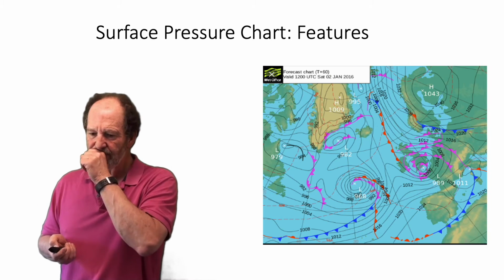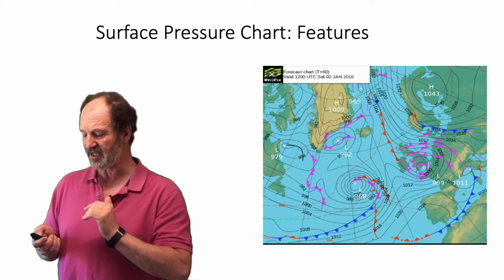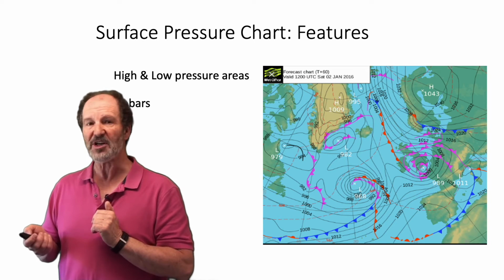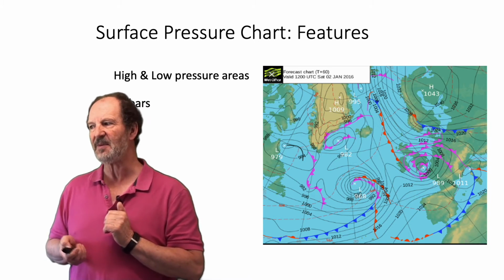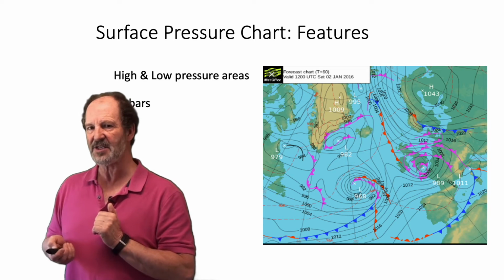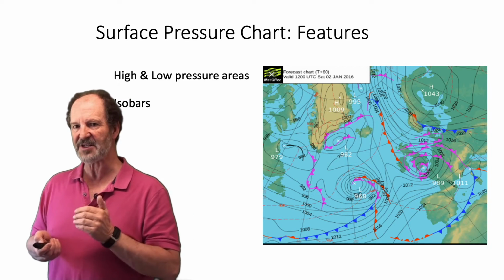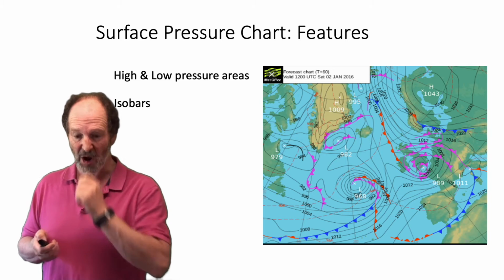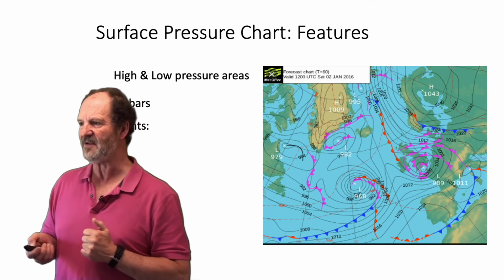So here's your surface pressure chart with your various features on it. So high and low pressure, we've discussed isobars. Isobars are the thin black lines, and they are in hectopascals, and they're 4 hectopascals apart, which I'll talk about the value of that in a little while.